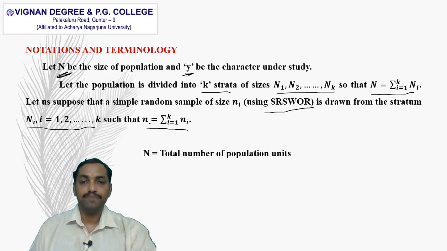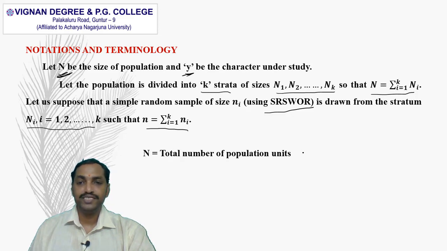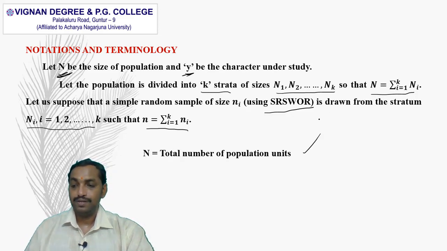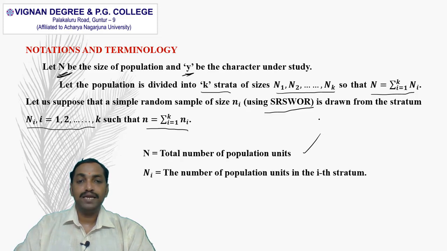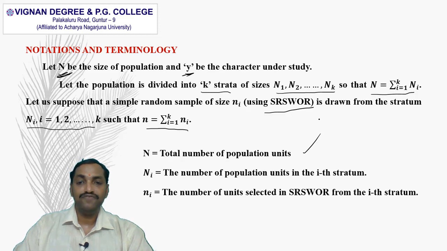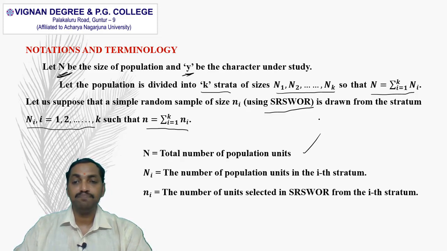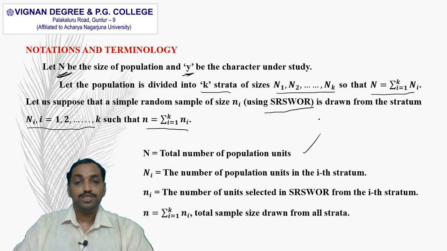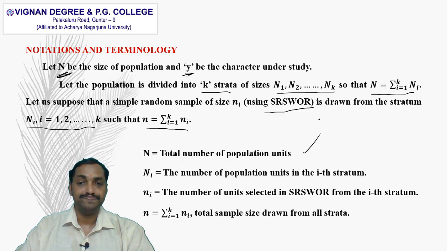So here capital N represents the total number of population units. Capital Ni represents the number of population units in the ith stratum. Small ni represents the number of units selected by simple random sampling without replacement from the ith stratum. Small n is equal to the total sample size drawn from all the strata.